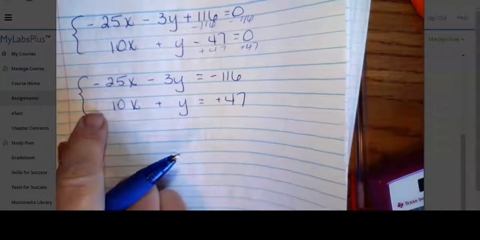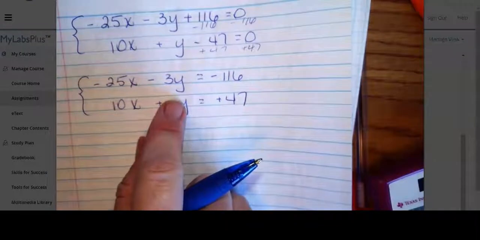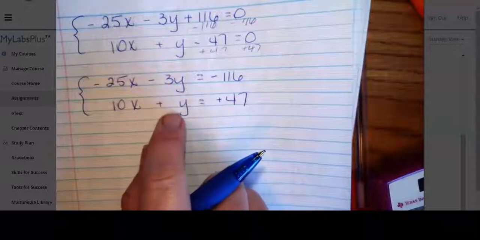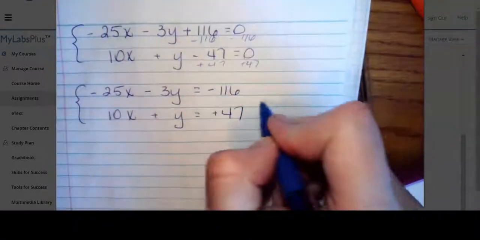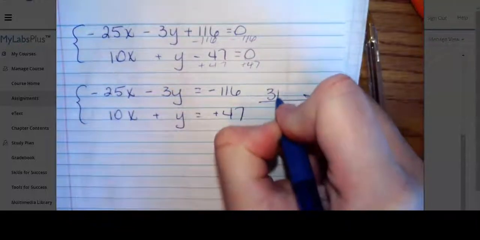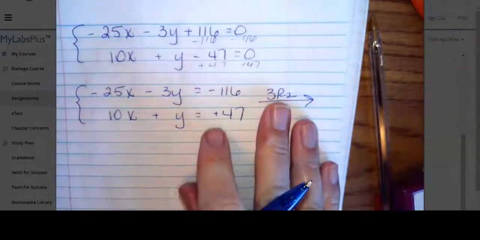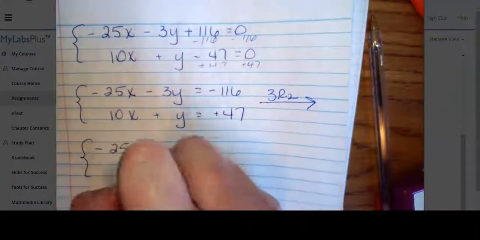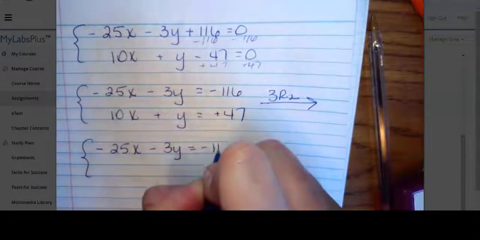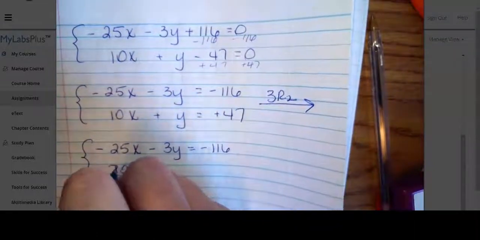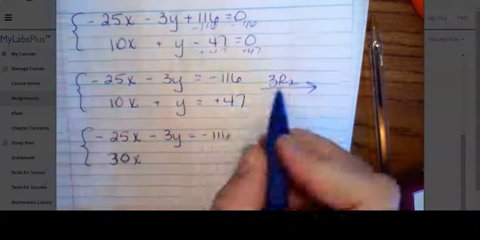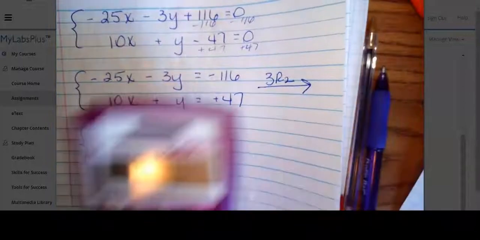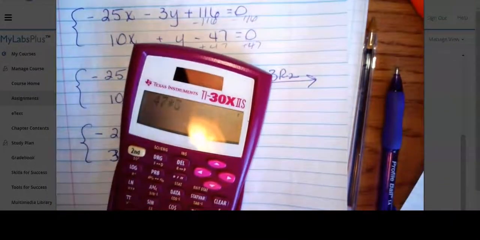Okay, so it's going to be easier to kill off my y's. So I'm going to multiply that bottom row by 3 because negative 3y plus 3y is no y's. So I'm going to say 3 times row 2, and that simply helps me track what I'm doing. So now I've got negative 25x minus 3y is negative 116, and then 30x plus 3y is 47 times 3, which is 141.